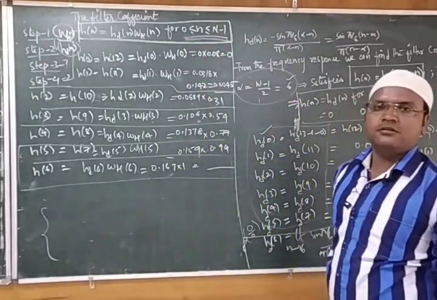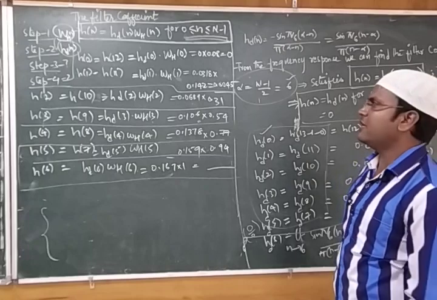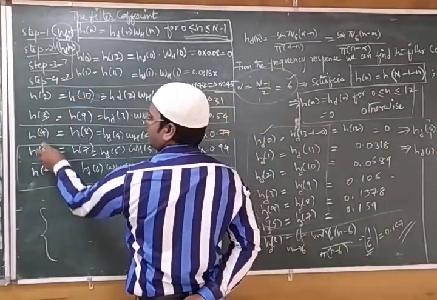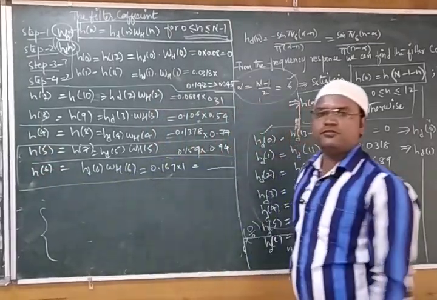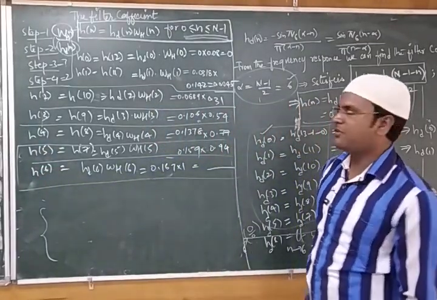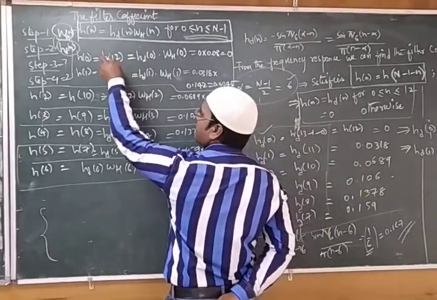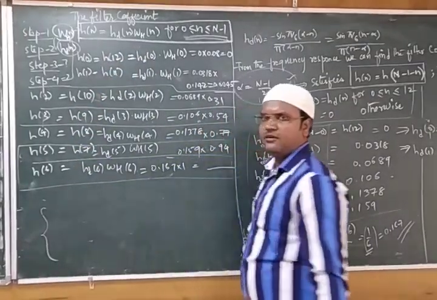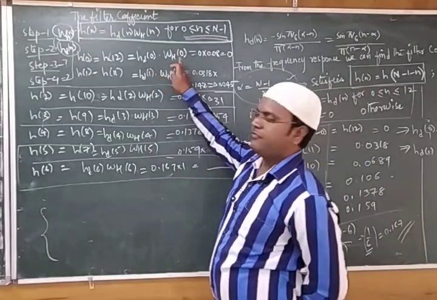0 ≤ n ≤ N−1. So we had first values 0, then 1, 2, 3, 4, 5, 6. These values we had per half sample. The remaining second half is 12, 11, 10, 9, 8, 7, 6. So 6 as it is we had. So we multiplied hD of n into ωH of n.